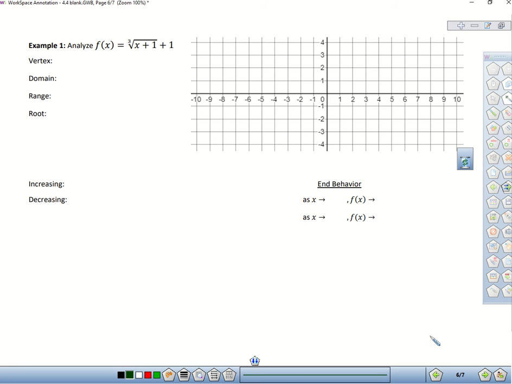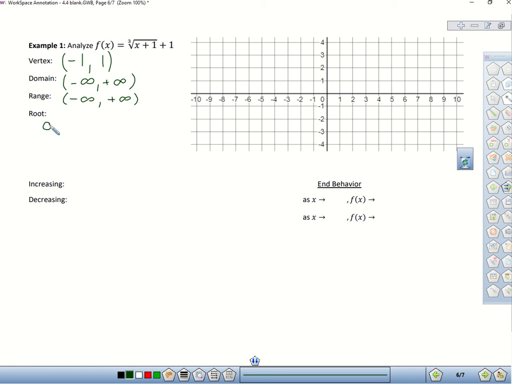Analyze f of x is equal to the cube root of x plus 1, plus 1. So to find the vertex, just like you find the vertex of the original square root functions, you change the sign of the x and you keep the sign of the k. And in the case that you'd have to factor out a -1, that's only when the x is negative. Okay. Now the domain is always all real numbers, and the range is always all real numbers, so nothing to worry about there.